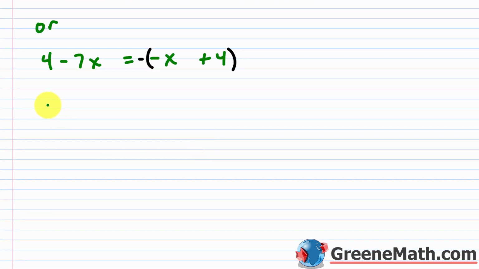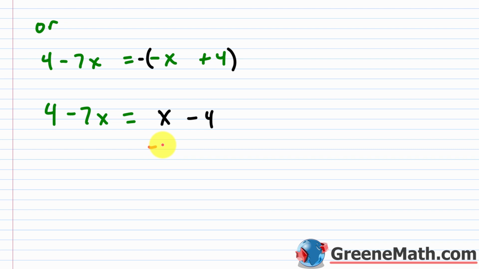Okay, so let me start by just writing the left side. 4 minus 7x is equal to, on the right side, I'm going to apply this negative to each term inside the parentheses. So the negative of negative x is x, right? I'm just changing the sign from negative to positive, and this becomes negative. Right, again, just changing the sign.